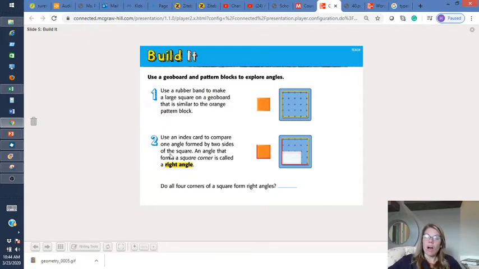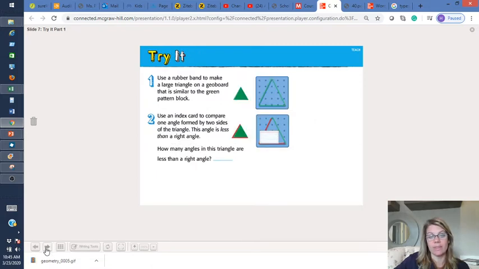Okay, so do all four corners of a square form a right angle? Could you put this square index card into every single corner and have it be a perfect square? Yeah, so that would be yes. Every single angle of a rectangle is a right angle, which means every corner has a right angle, and a square is a rectangle. So all four of them are right angles.